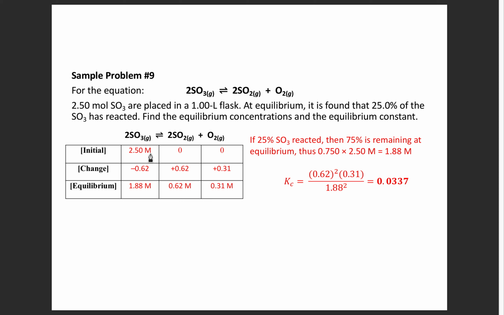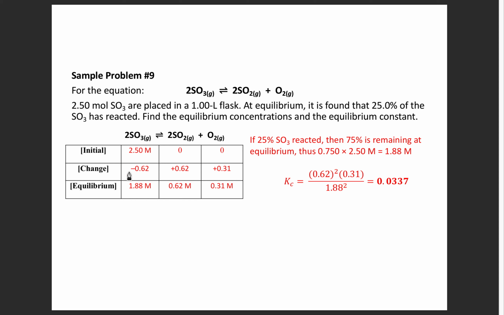So here's your original 2.5 moles per liter. If you take 0.75 times your 2.5 moles per liter, that's going to give you 1.88 moles per liter. That's your 75% that's remaining at equilibrium. So we're going to plug that into the equilibrium box here, 1.88 moles per liter. Now, if you started with 2.5 moles per liter and you end up with 1.88, then what happened? Well, you lost 0.62. You went down by 0.62.